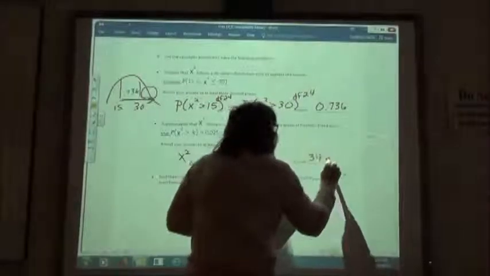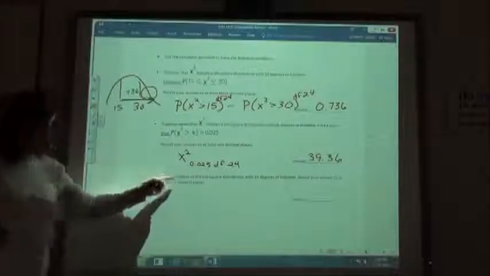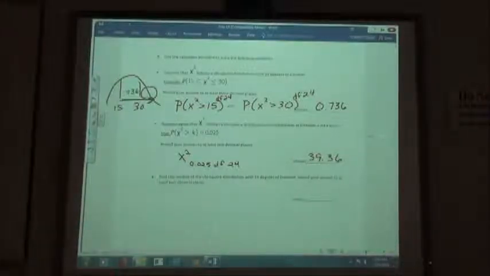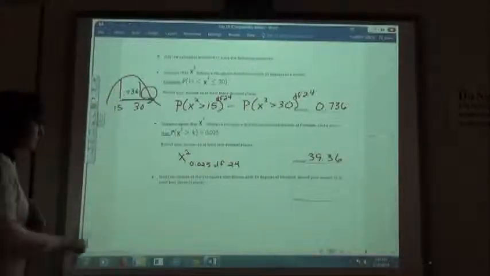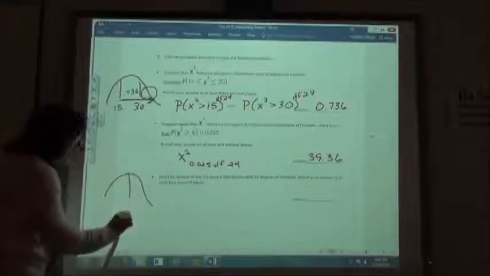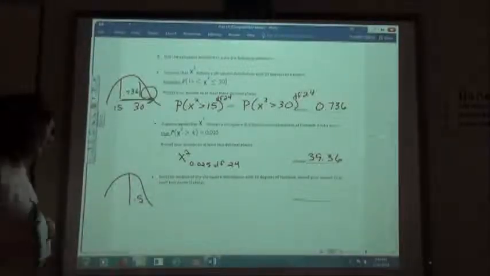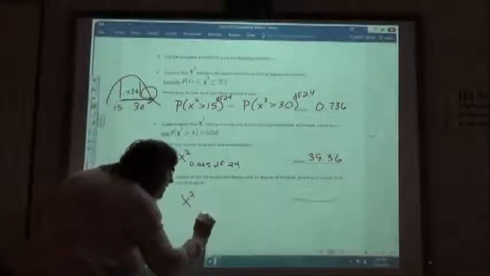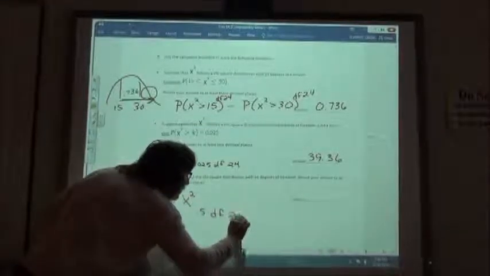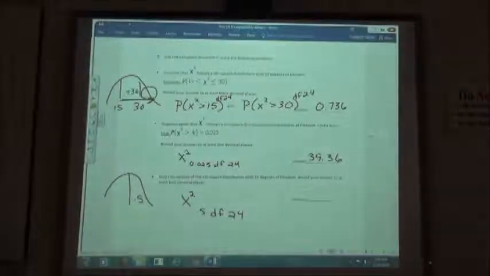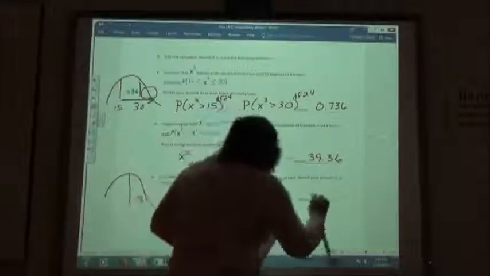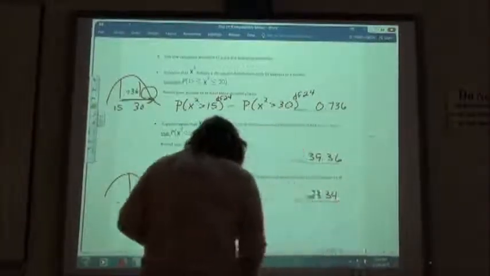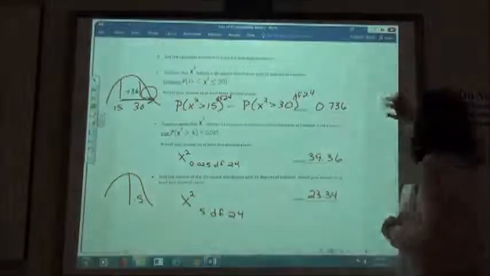All right, 39.36. And the third part, again, is doing the median. If we're doing the median, what is the area? 50%, right? The median cuts it in half, so 50% of it would be to the right. So we're going to do our chi squared, 50% with a degree of freedom of 24. Yep, 23.34. All right.